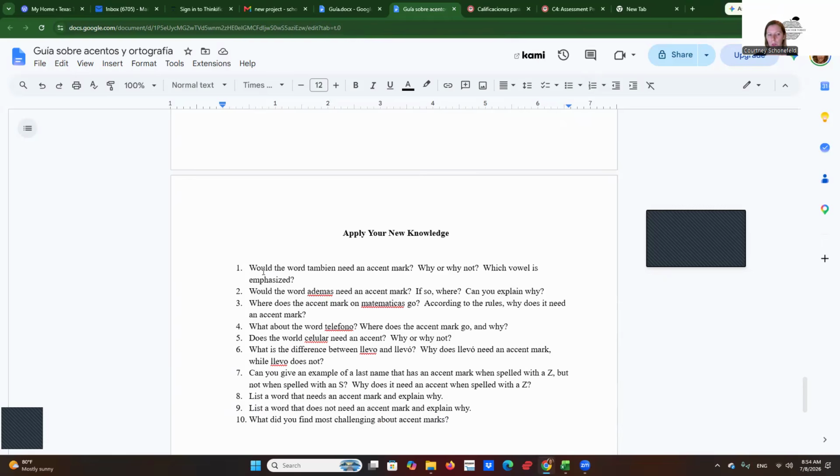But I'll show you. So también is pronounced like this, también. So it ends in an N. We're supposed to stress the second to last syllable, but we're stressing the last syllable. So it needs an accent mark, and they would explain why. They would do the same thing for all of these, explaining why they need an accent mark or don't. They would also list words that they can think of that need an accent and why they need accents, and also words that don't need accents and why they don't need accents.